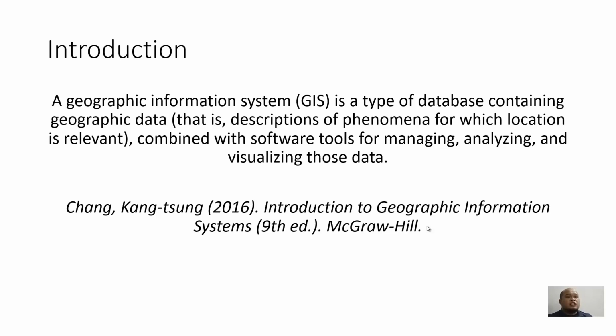Alright, a geographic information system, or simply GIS, is a type of database containing geographic data, that is, the description of phenomena for which location is relevant, combined with software tools for managing, analyzing, and visualizing those data. So this is the definition of GIS by Kang-tsung Chang. I call him K. Chang.